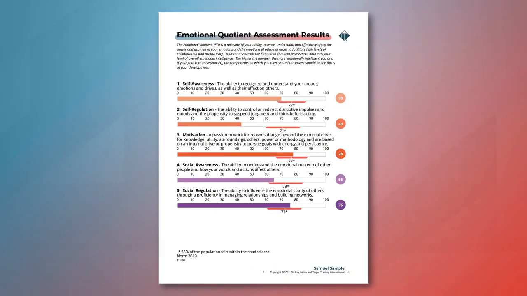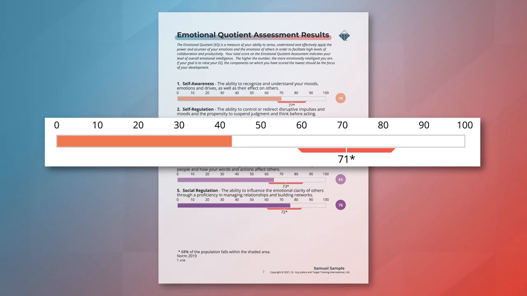In the section titled Emotional Quotient Assessment Results, the quantitative data collected from the assessment answers are introduced. The recipient is able to see their score broken down by each of the 5 dimensions: self-awareness, self-regulation, motivation, social awareness, and social regulation. We also introduce the recipient to the mean or score of the general population.